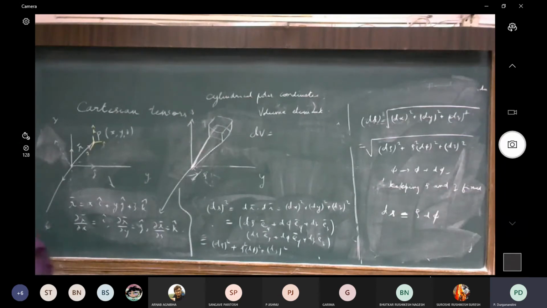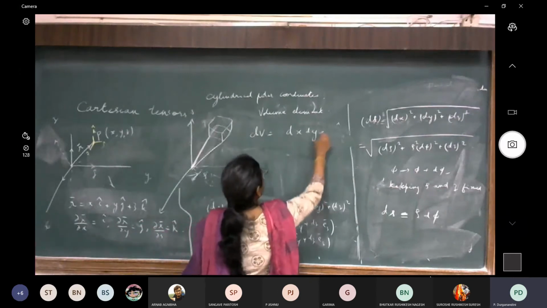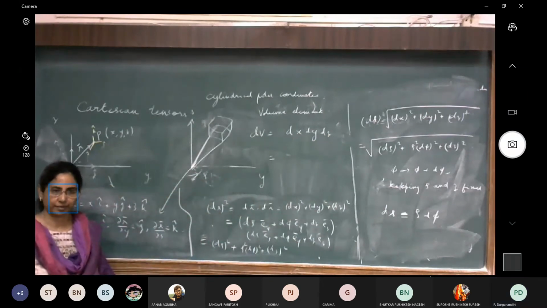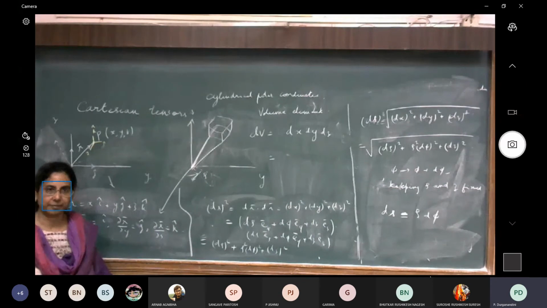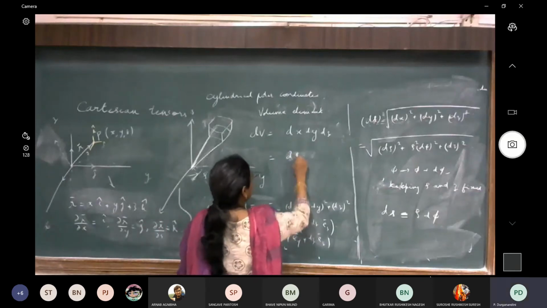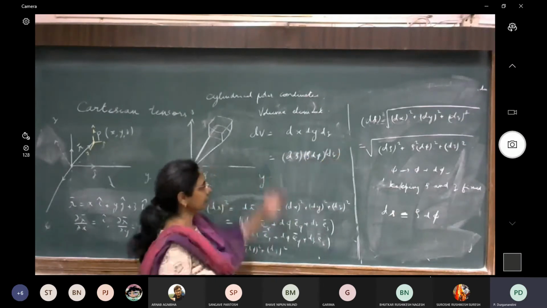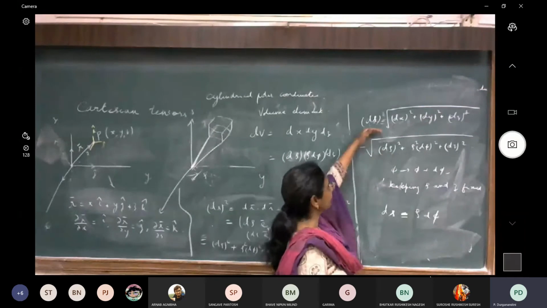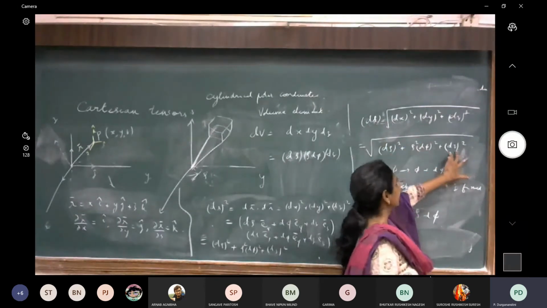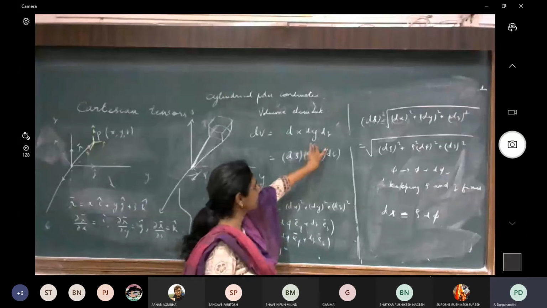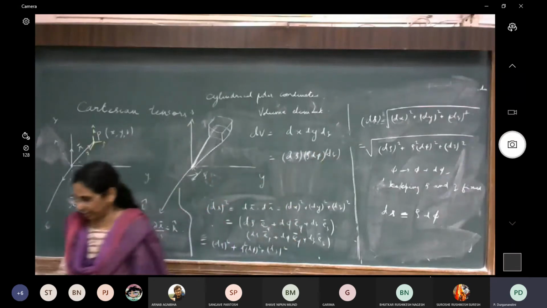Now if I do the same thing in cylindrical polar coordinates, what will this answer be? Rho d phi dz. I'll write this as d rho, then a rho d phi, and then a dz, because this is in terms of the infinitesimal displacements. If I displace along the rho direction, I simply get d rho. If I go along the z direction, I still get dz. But along phi, I get rho d phi. So it's the displacement along rho, times rho d phi, times dz, which you can write as rho d rho d phi dz.